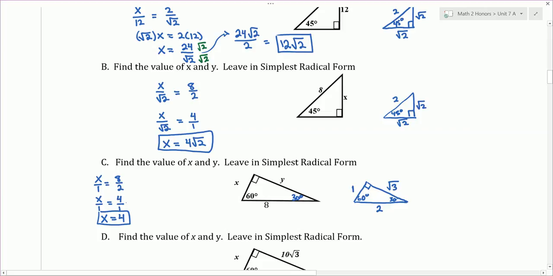And for y, I'm going to again match up corresponding parts. y over square root 3 is equal to 8 over 2. You can reduce 8 over 2. You get y over square root 3 is equal to 4 over 1. When I cross multiply, I end up with y is equal to 4 times the square root of 3.